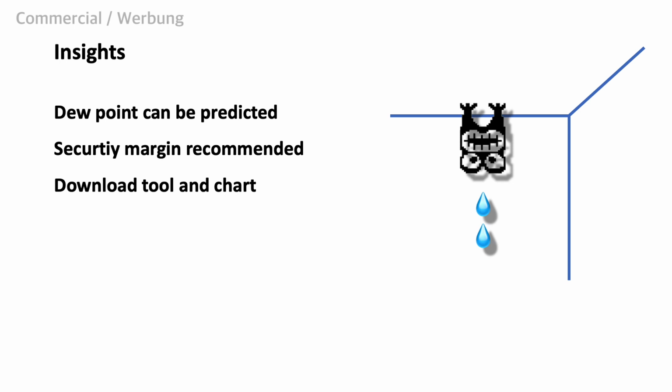The insights. We understand now the physics of relative air humidity and the temperature. It defines the dew point temperature on a surface and our little tool predicts it. You can either work with a temperature security distance or you can measure the surface temperature as well for the prediction, which is the secure way to do it.